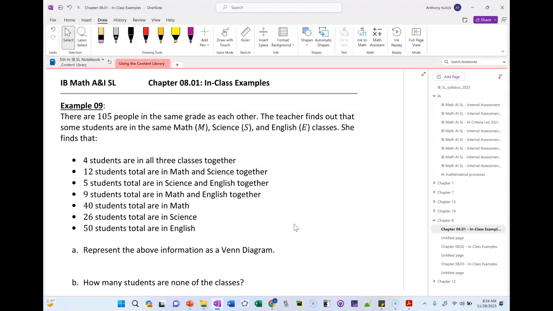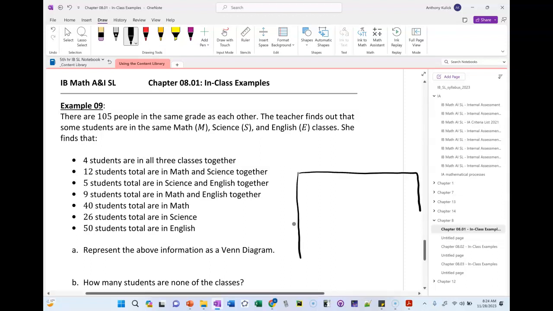40 students total are in math. 26 total students are in science. 50 total students are in English. Represent the above information as a Venn diagram. What should this Venn diagram look like?